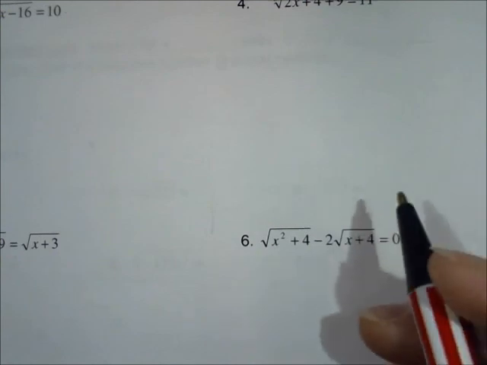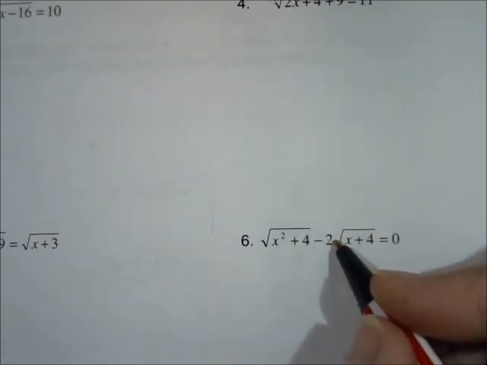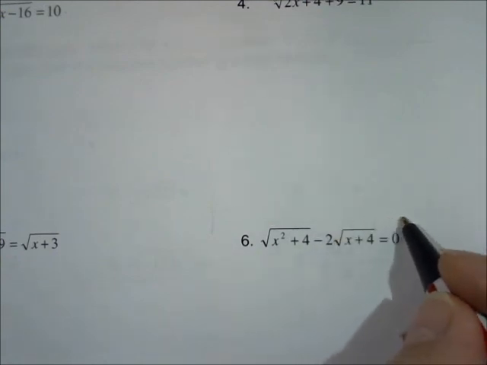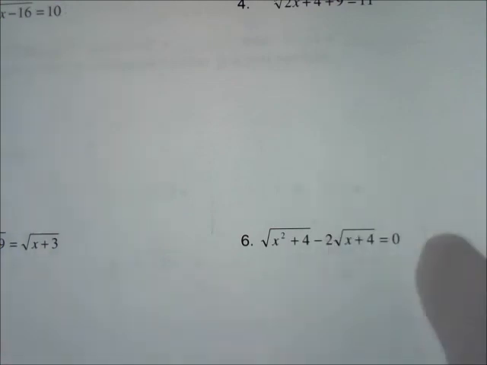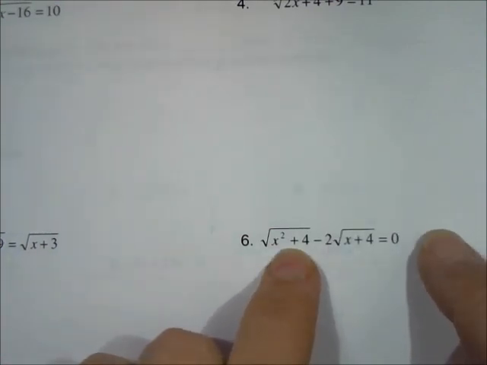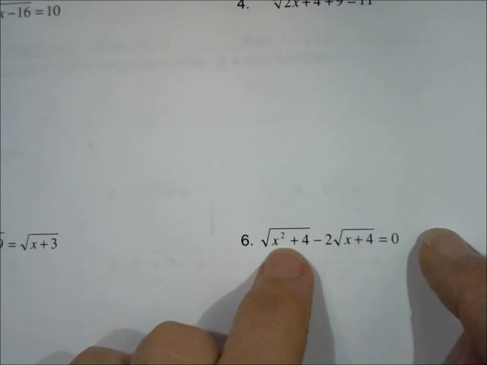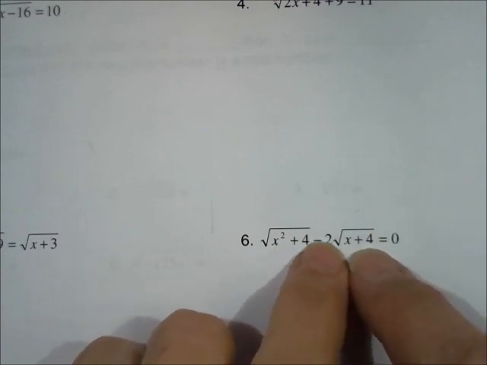And this last one is like the last problem that I just did. Move that 2 square root of x plus 4 over to the other side, so you have 2 radicals that you can square, and you'll just be left with x squared plus 4 equals 4 times x plus 4, because you're going to have to square that too.